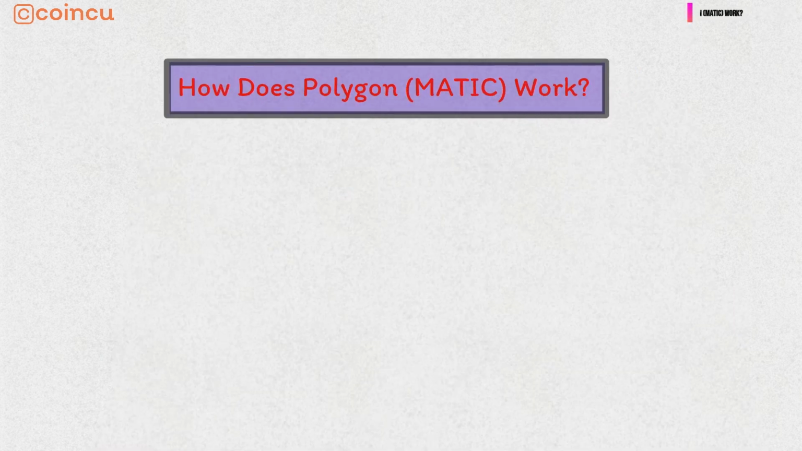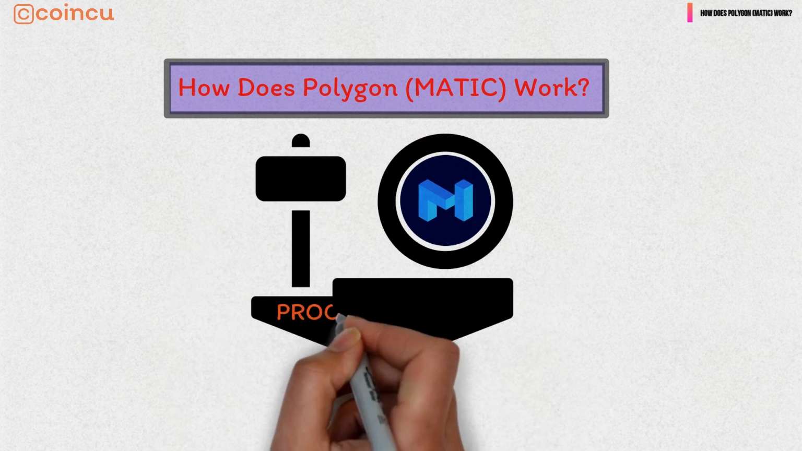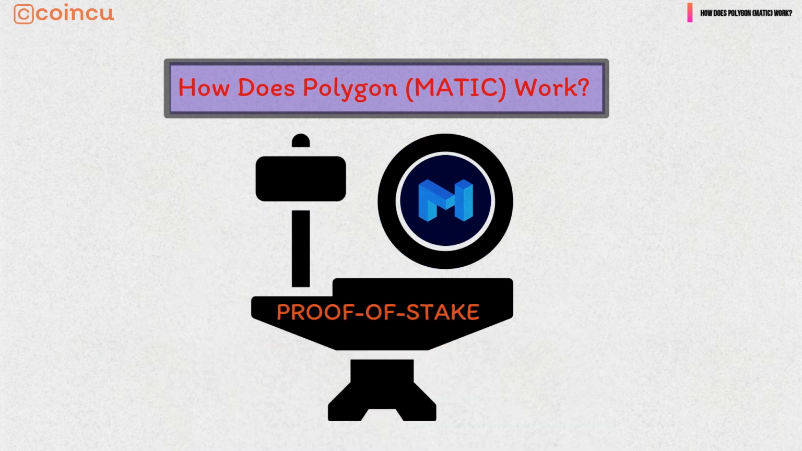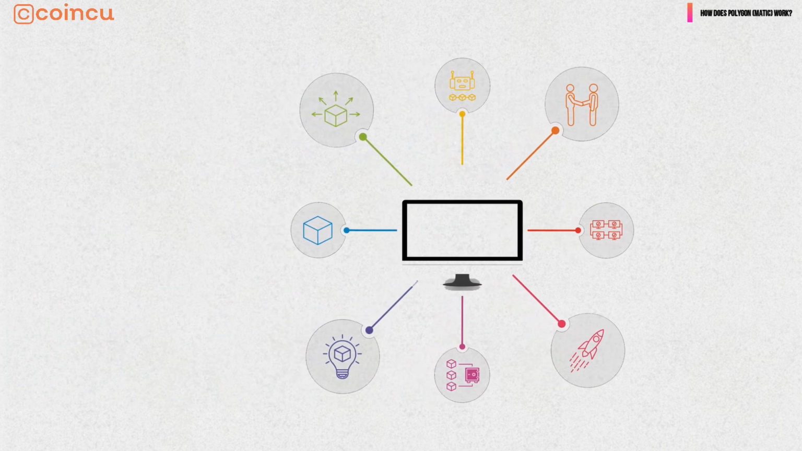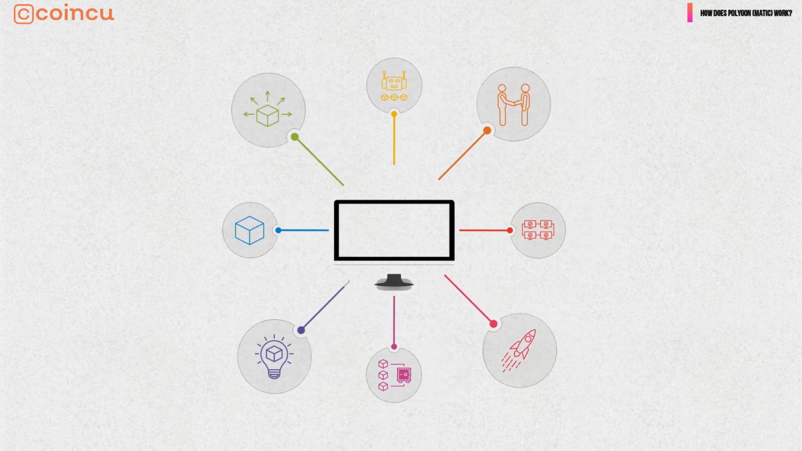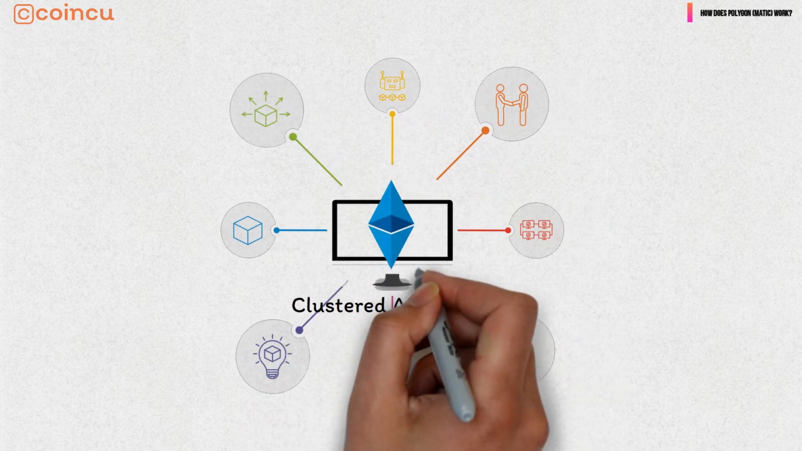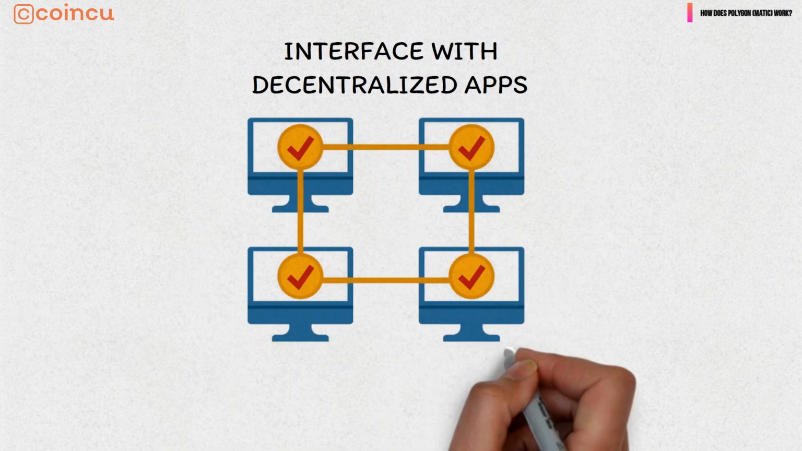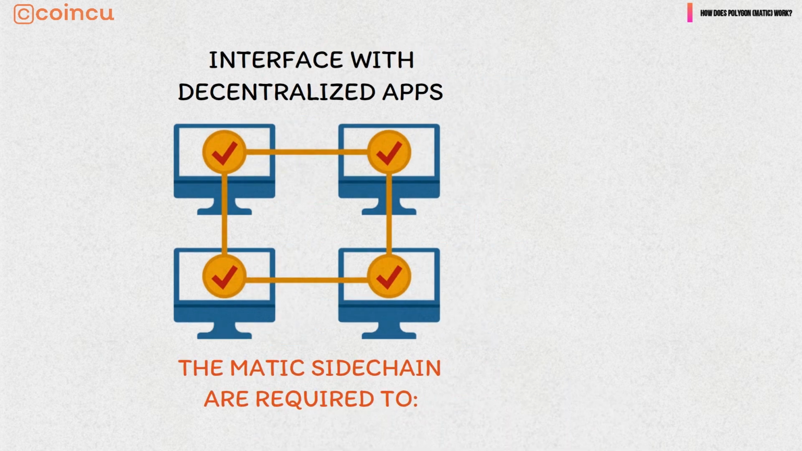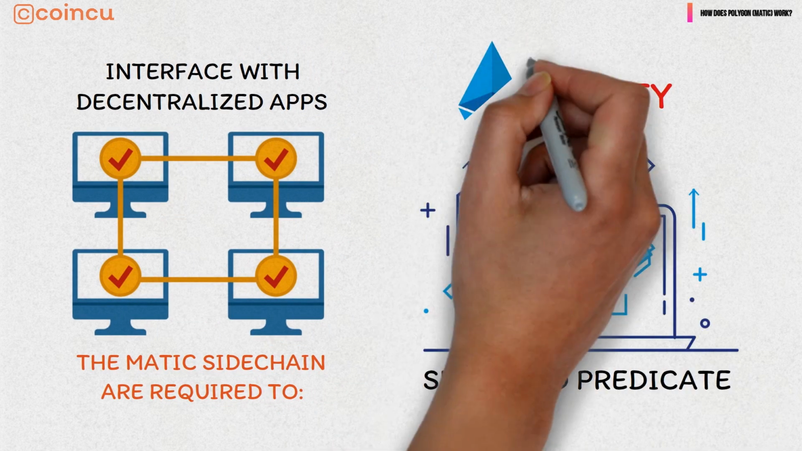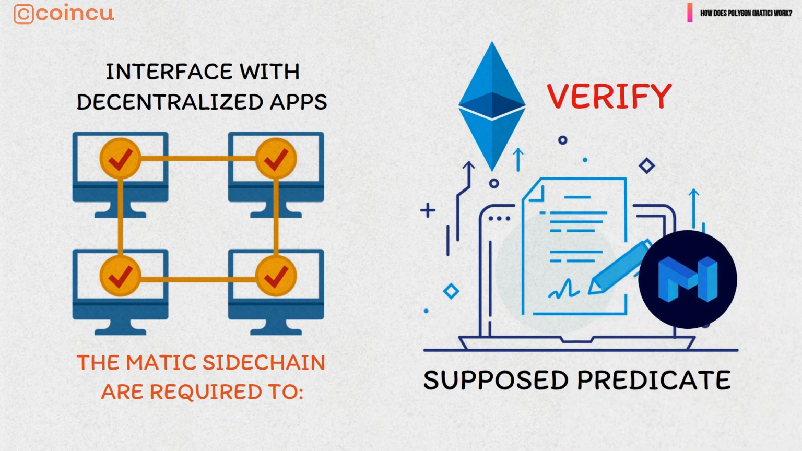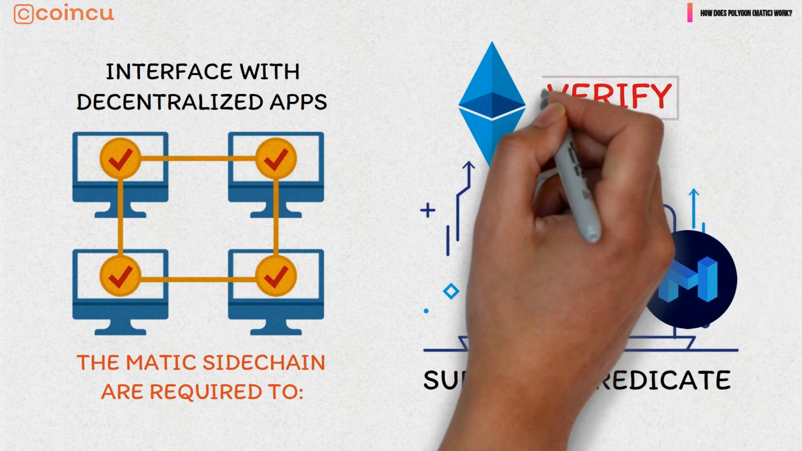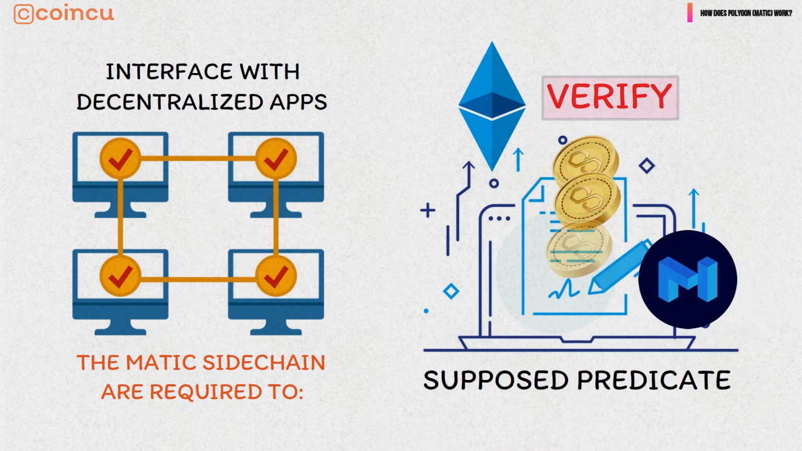How does Polygon Matic work? Polygon's Matic sidechain functions like every other proof-of-stake-based blockchain. Its structure, token, client nodes, local dApps, validator nodes, etc., are similar to other networks except that exchanges are clustered and settled over the Ethereum main chain. Clients who want to interface with decentralized apps that have moved to the Matic sidechain are required to verify the so-called predicate contract deployed on the Ethereum network, locking the tokens to be sent on the Matic sidechain. After the predicate contract gets verified, tokens will be automatically stored on the Matic sidechain.